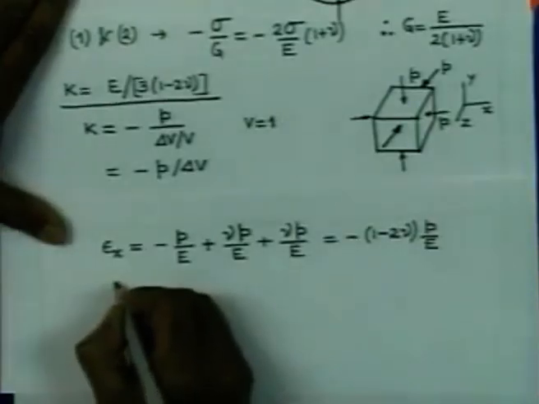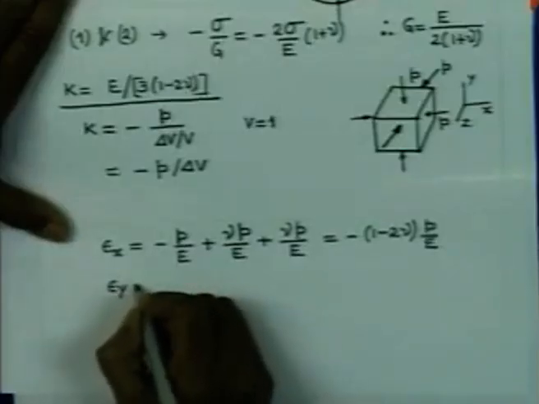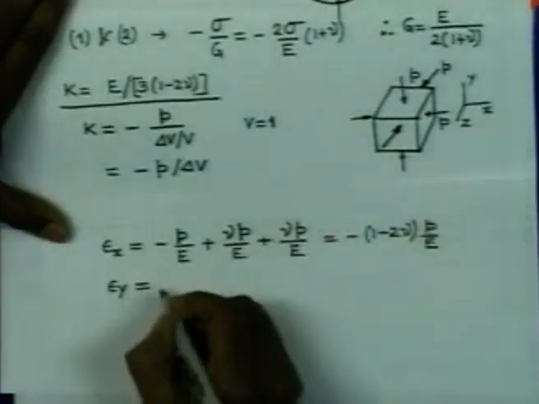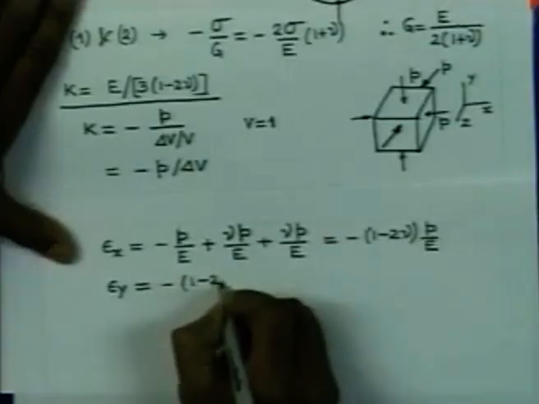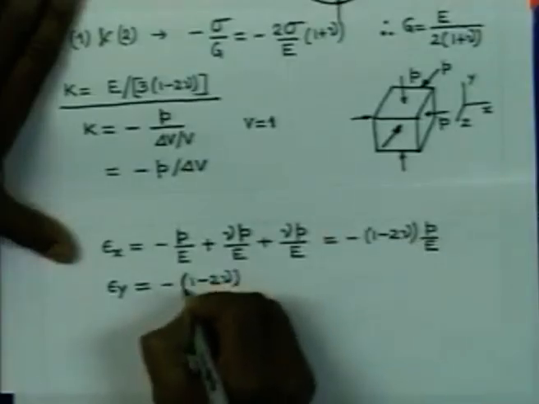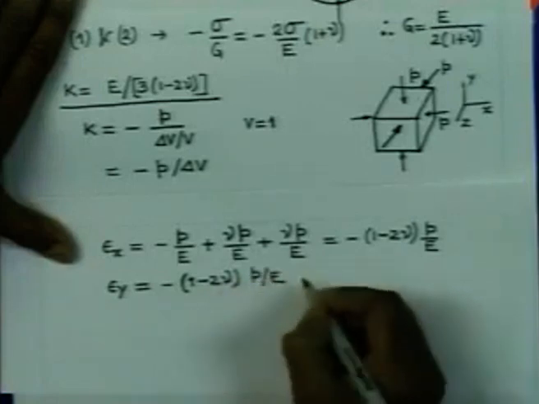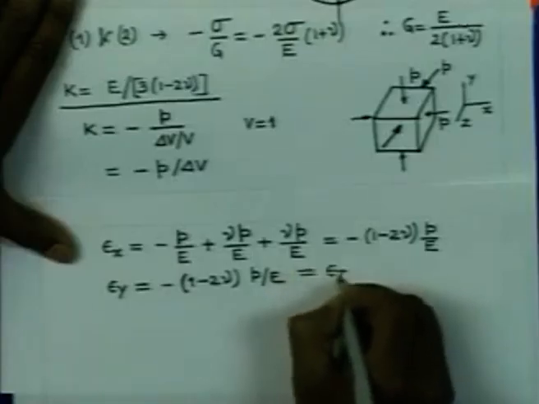Now epsilon y, without much further elaboration, we can write that we will have the same state of strain in the y direction. So, it is going to be 1 minus 2 nu into P by E. So, also we are going to get epsilon z.